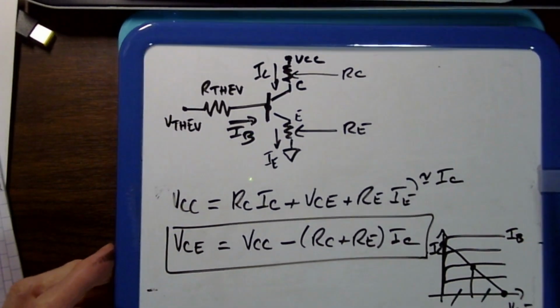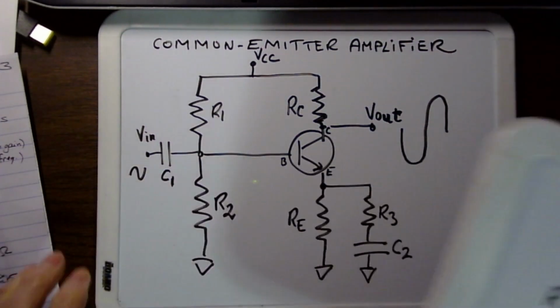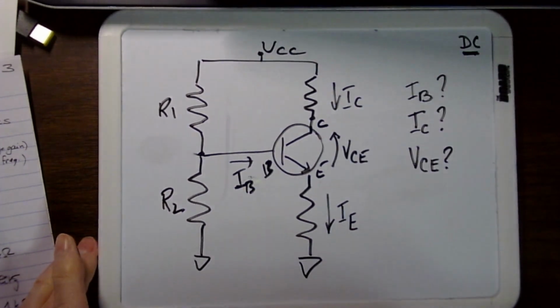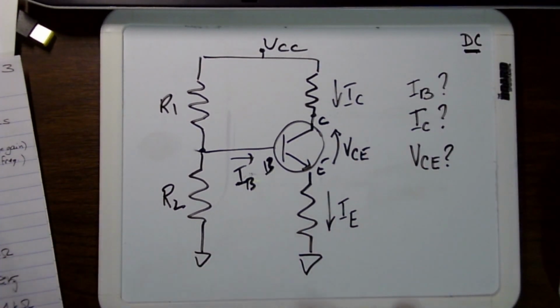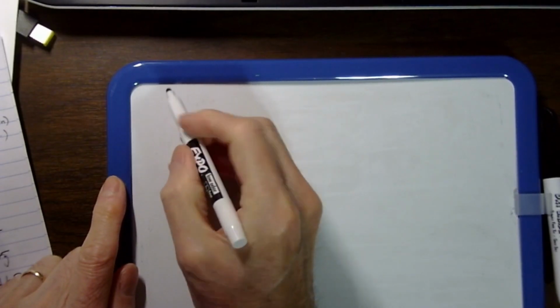Okay, so let's now move on. Let's go back to the DC. This is the one with DC, because right now we only care about the DC. Now we're going to compute in order RC, then RE, and then R1 and R2. So let's do that. That will conclude the DC analysis. So this is my DC, and the DC looks like this.